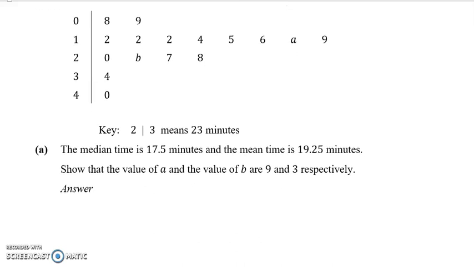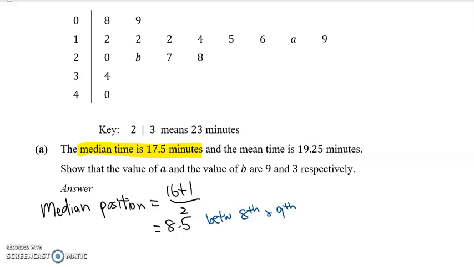Given this stem and leaf, we will use the median time first to find the value of either A or B. There are 16 English language teachers. If I find the median position, we get 8.5, which means we have to look at the 8th and 9th values and calculate the average to get the median time of 17.5.